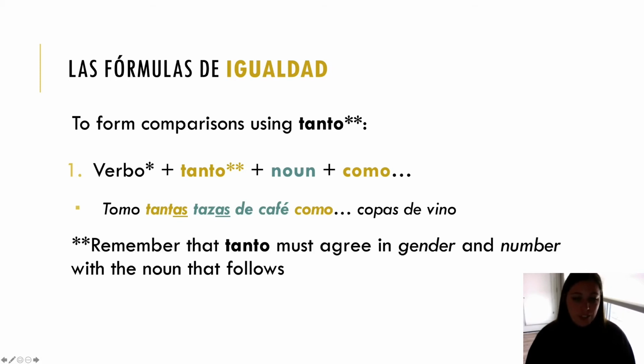Remember that tanto must agree in gender and number with the noun that follows it. In this sentence, you can see we have, instead of tanto, we have tantas because we have tazas. So the tantas agrees with the tazas de café.